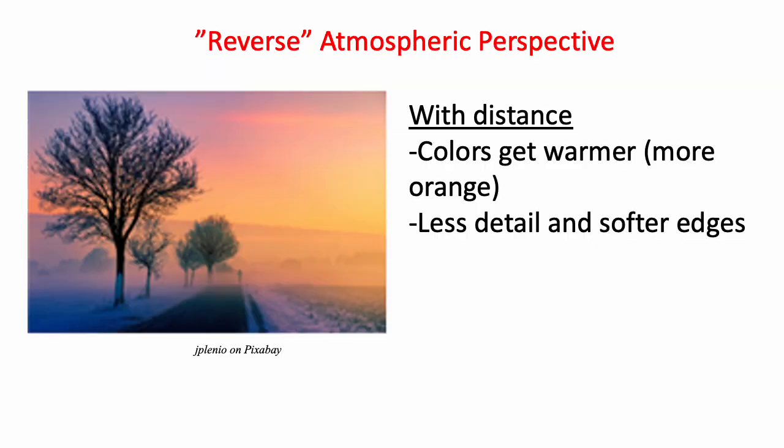This picture illustrates what's called reverse atmospheric perspective, where everything gets more yellow and orange in the distance rather than blue and violet. And you can see the complementary colors in the foreground. I don't like this term because it's really part of the same process where elements on land acquire the color of the sky with distance.